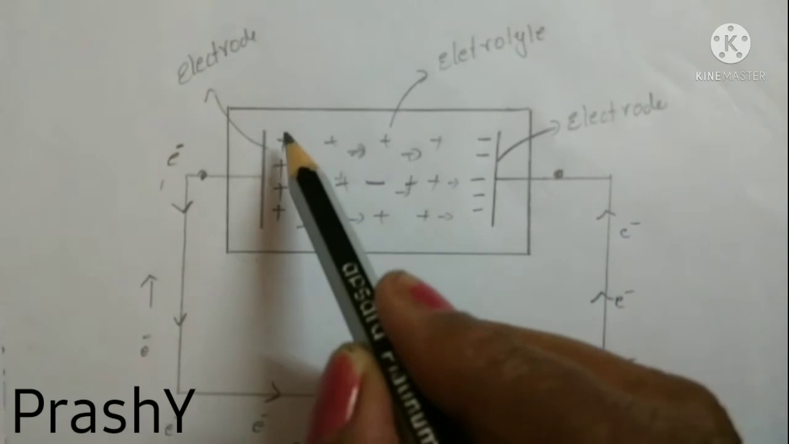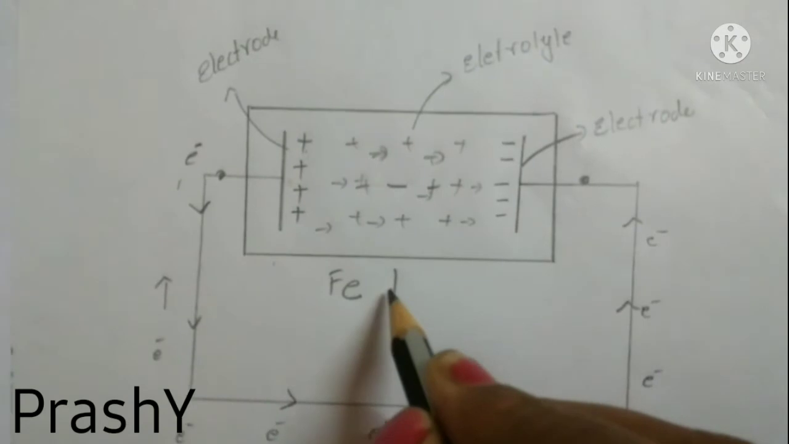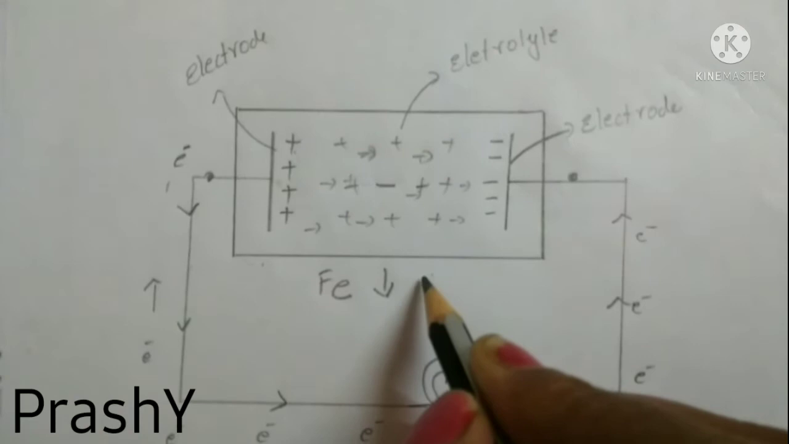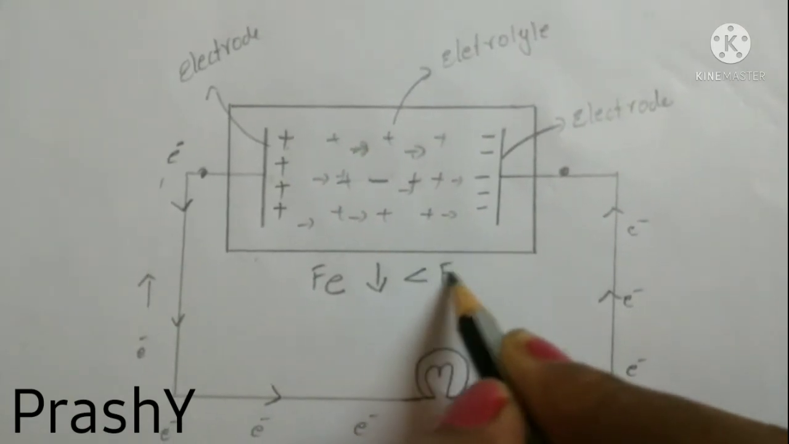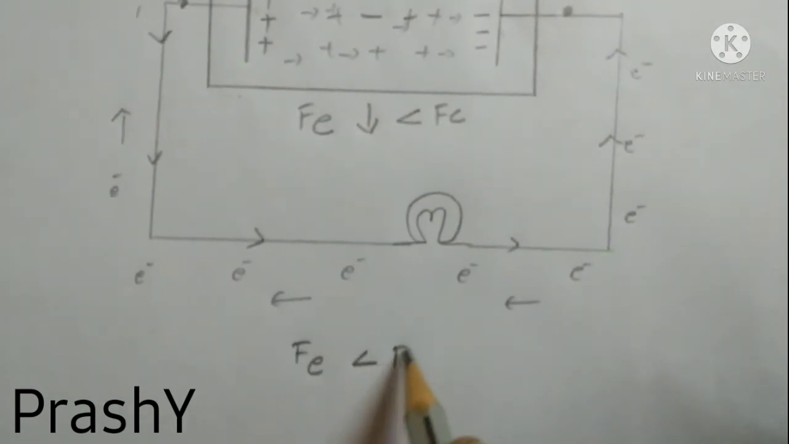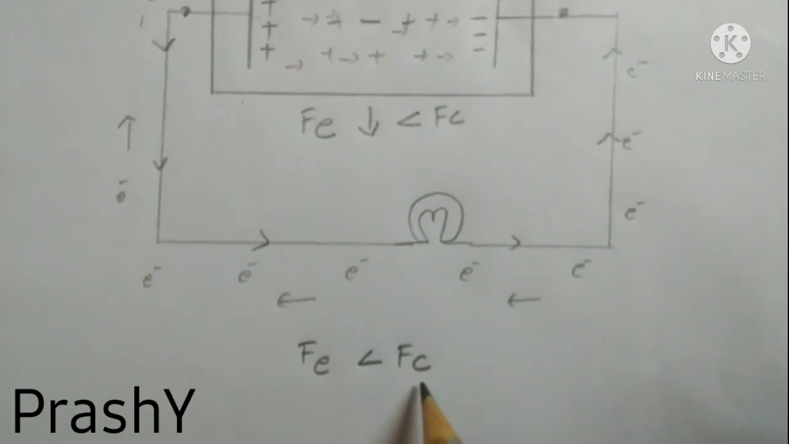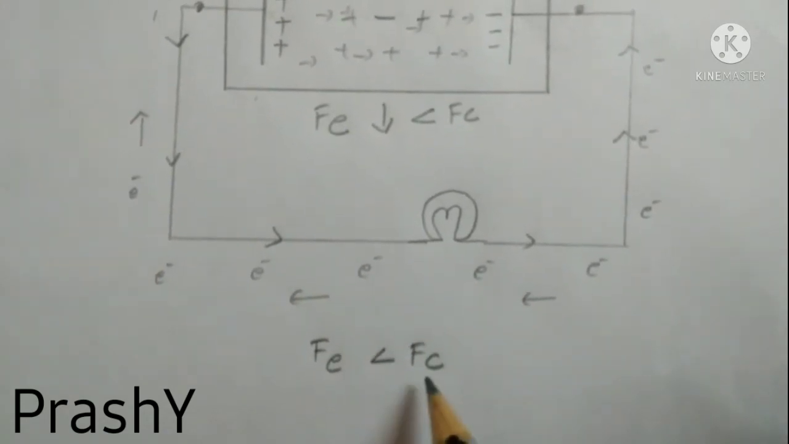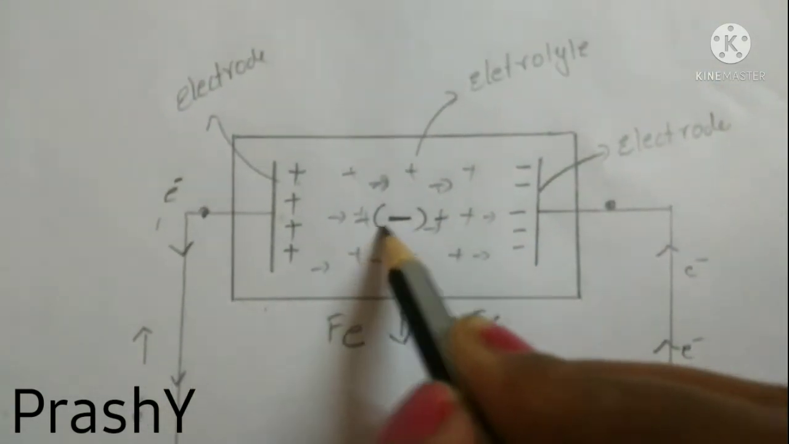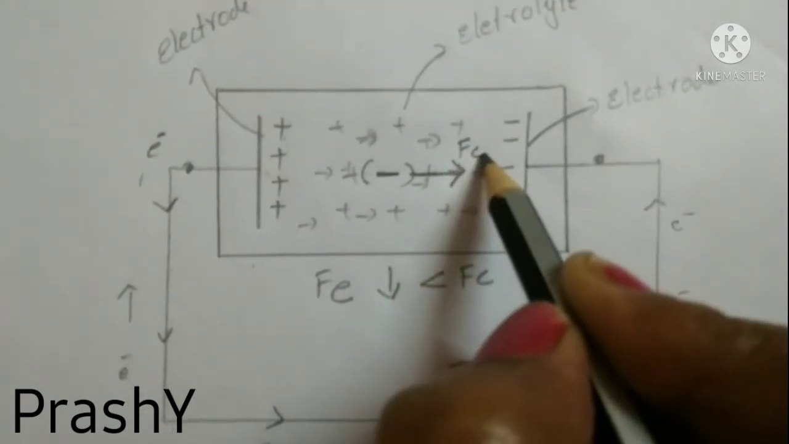So the positive charges decrease on the plate, and so the electric force, that means Fe, decreases and becomes less than Fc. So now what is the condition? Fe is less than Fc. Fe is the electric force, whereas Fc is the chemical force. So when Fc is greater than Fe, the electron is influenced by Fc, and Fc tries to pull the electron towards the negative terminal.